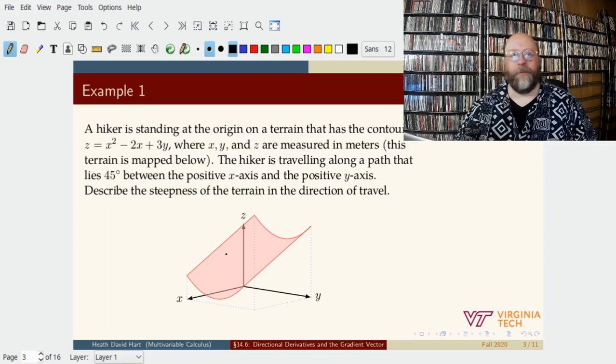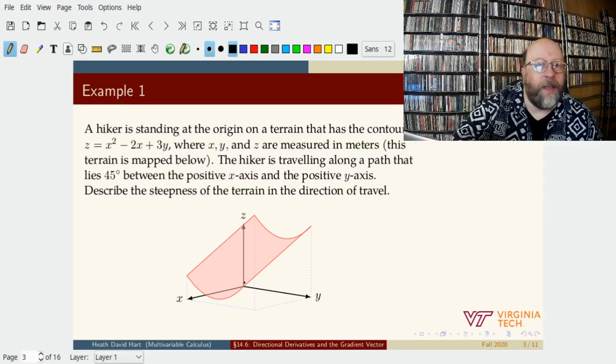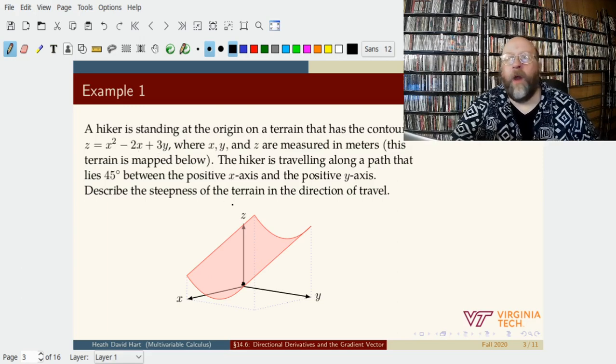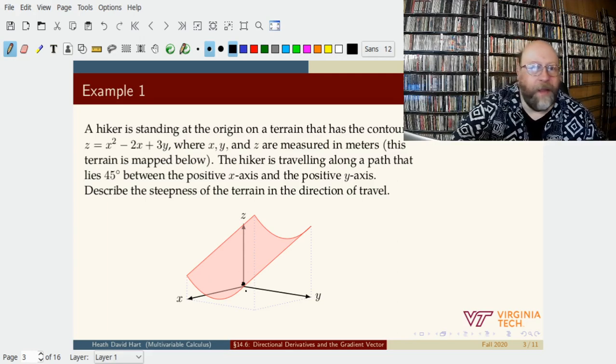Let's look at an example. We have a hiker who is standing at the origin along a terrain that has this contour here: x squared minus 2x plus 3y, where x, y, and z are all measured in meters. This terrain is mapped here below. The hiker is traveling along a path that lies 45 degrees between the x-axis and the y-axis. And we want to describe how steep the terrain is as the hiker is moving in this direction. That's going to be the idea.